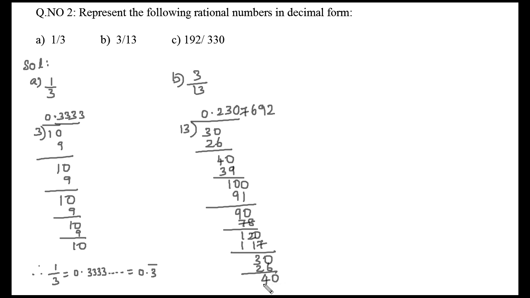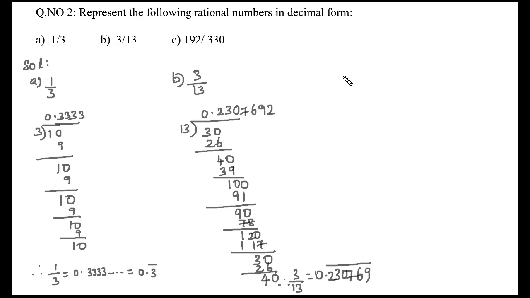So if you observe this, the digits are going to repeat again. Therefore, I can write the decimal expansion for 3 by 13 as 0.2307669 bar. That means after 9 the same digits are going to repeat.